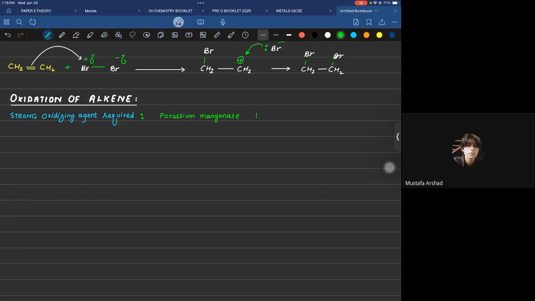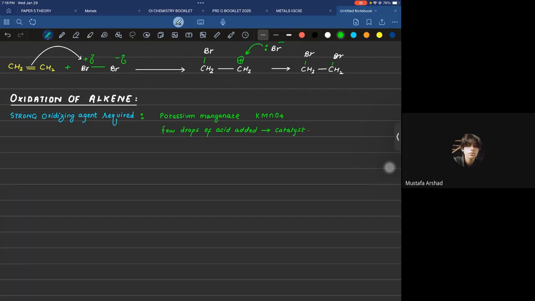That is KMnO4, which is a stronger oxidizing agent, right? And also we use acid. Few drops of acid is also added, which is used as a catalyst.